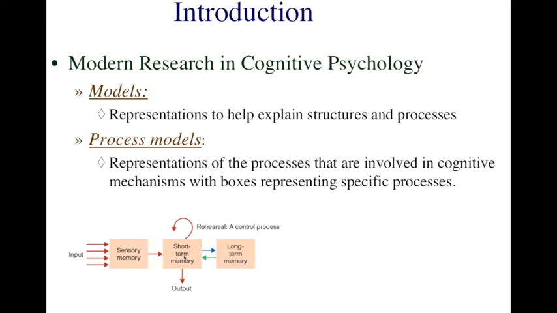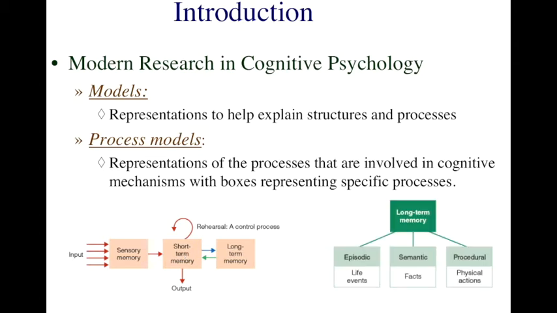That is short-term memory. Say we were interested in how long-term memory was structured. We'll look at this in Chapter 7. Long-term memory is thought to have different components. Episodic memories are the memories we have for life events. Semantic memories are the memories we have for facts. And procedural memories are the memories we have about how to do things. So again, we can consider this a process model because we're looking at the different processes involved in long-term memory. Episodic processes, semantic processes, and procedural processes.